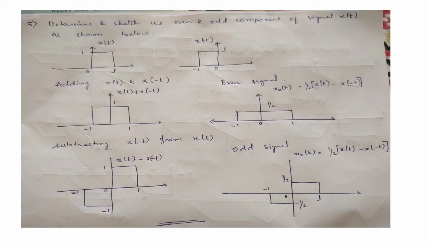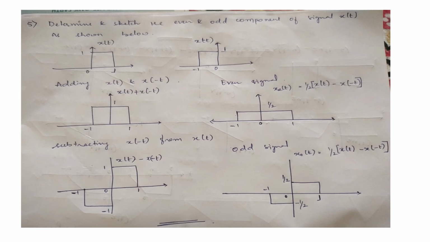Then I have to find out x of minus t, that means time reversal, the mirror image of the given signal I have to draw. Then I have to add x of t and x of minus t. That I have drawn in the third diagram. The signal is present at -1, 0 and 1. Then I have to find out the even signal, that is time scaled by half, half into x of t plus x of minus t.